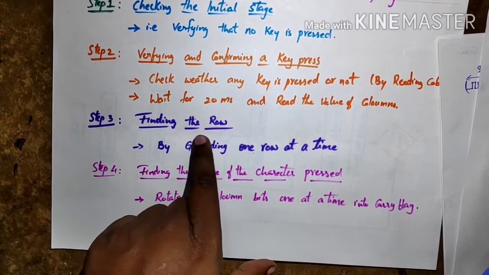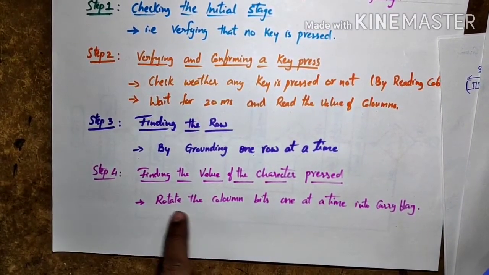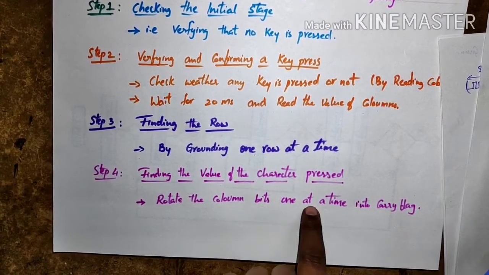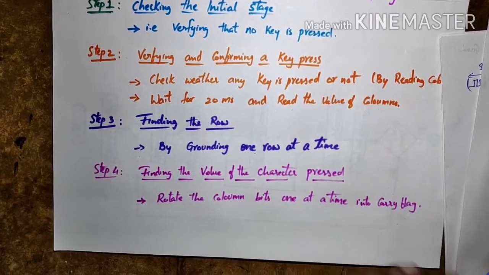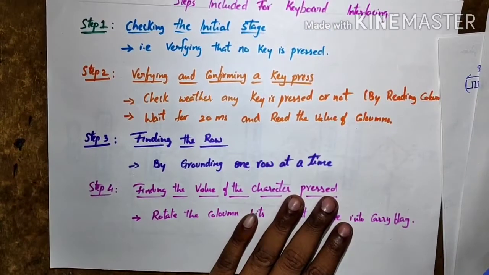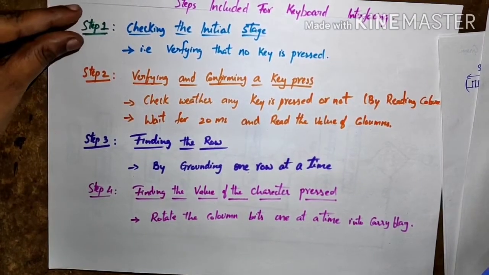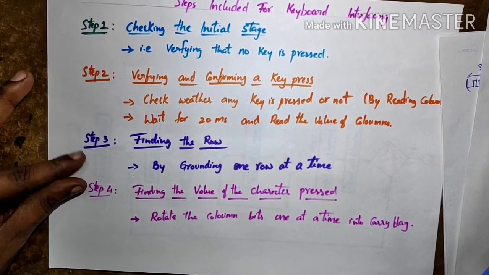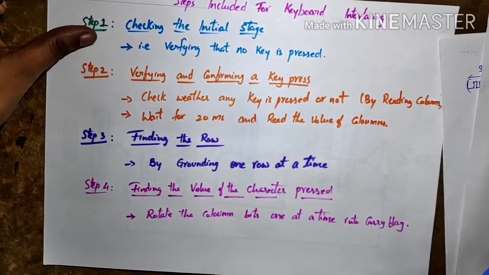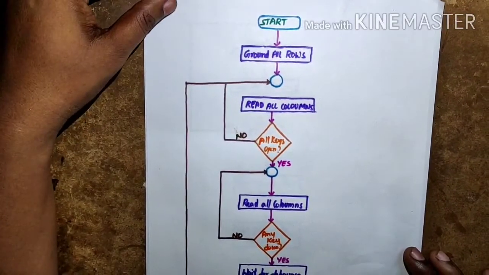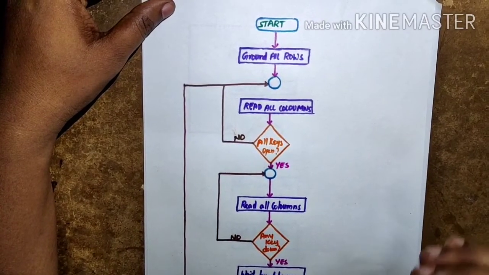We already know the row value. By rotating the column bits one at a time into the carry flag, it will identify the particular key press. We will see each and every step clearly here. Now let's see it in algorithmic form.